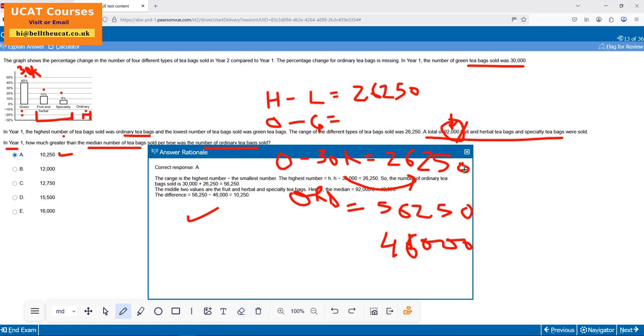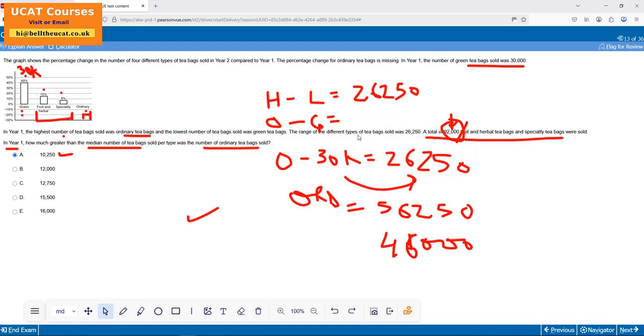So what was the idea of how to crack this question? Right, you should know it. We take number of tea bags, range of different types. Range is high takeaway low. Again, key thing to know, high takeaway low. Highest was ordinary ones, lowest were the green ones.